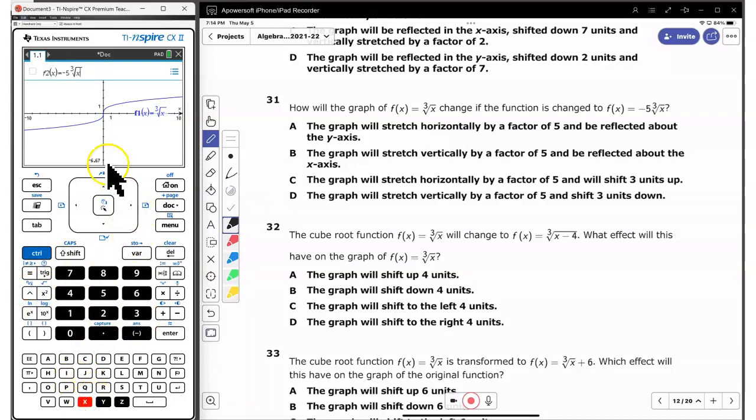of x. Now remember, we've been talking about transformations. The negative will reflect it over an axis and the 5 will stretch. Will it stretch horizontally? Nope. Will it stretch vertically? Yes. Reflected over the x-axis? And the answer is B. It's going to stretch by a factor of 5 and then be reflected about the x-axis.